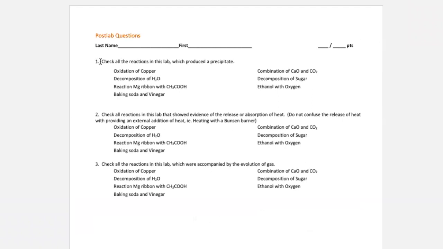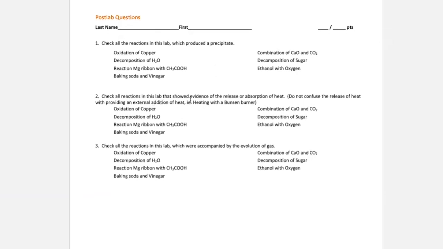Here, check mark all the reactions in this lab which produce a precipitate. Precipitate, again, is when you mix liquids and then you get that cloudy solution. You've got to get a cloudy solution and that's a precipitate. If you don't get any cloudy solution, or you're not doing any solution, then that's not really a precipitate.